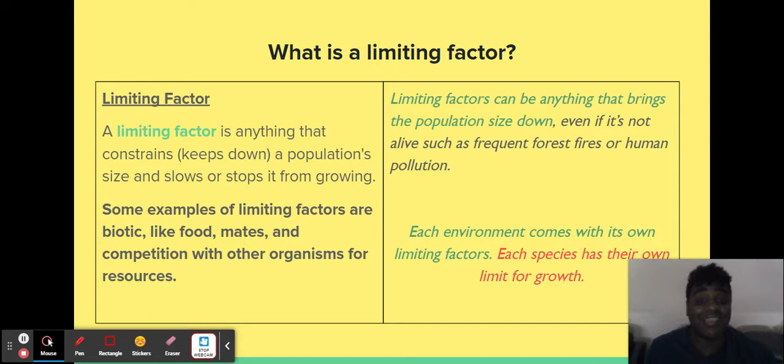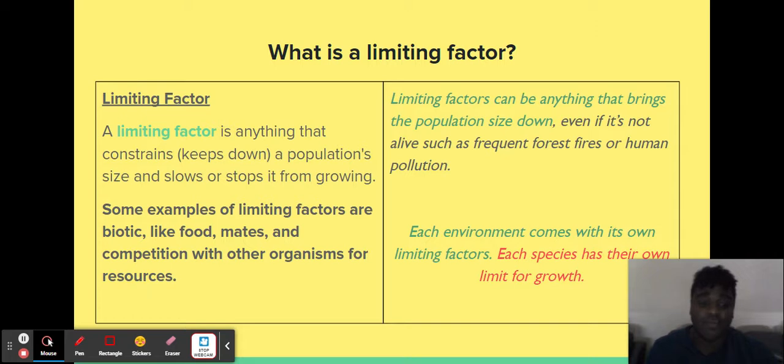All right. Now, this doesn't have to be things that are alive. It's literally anything that is holding the population down. So this could be something that's not living, such as forest fires that are constant and frequent, or even things like human interference, such as pollution or industrialization. So all these things are limiting factors. They limit the size of the population.